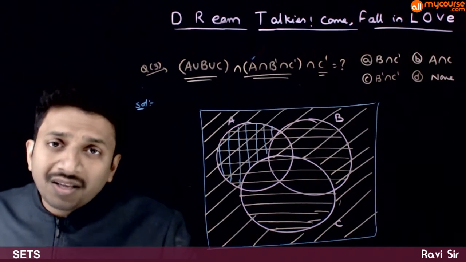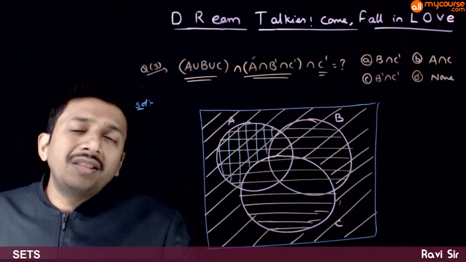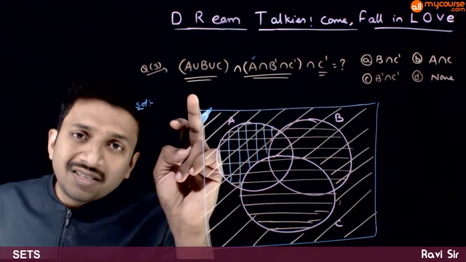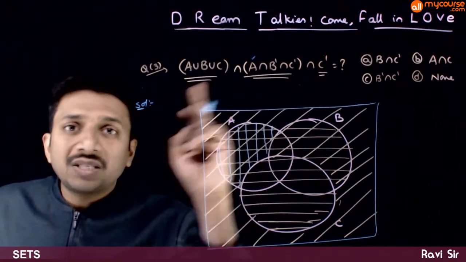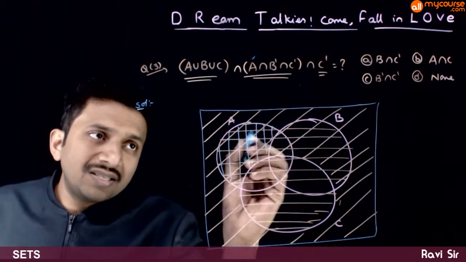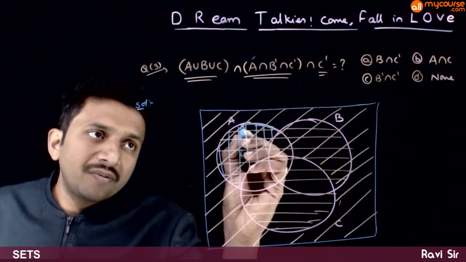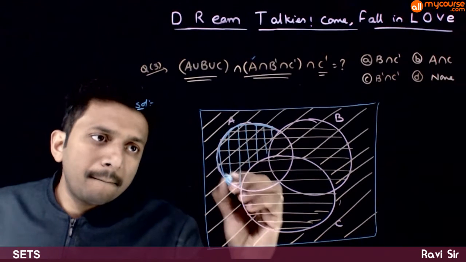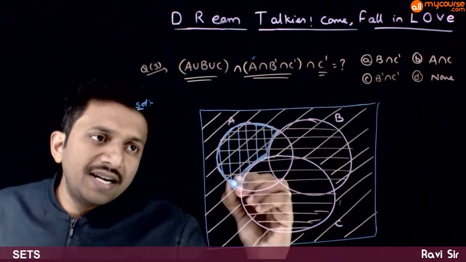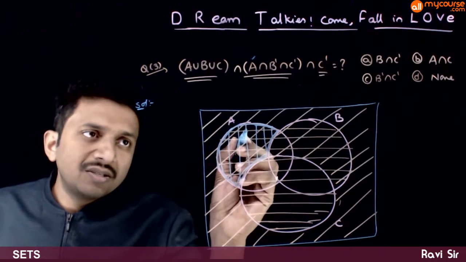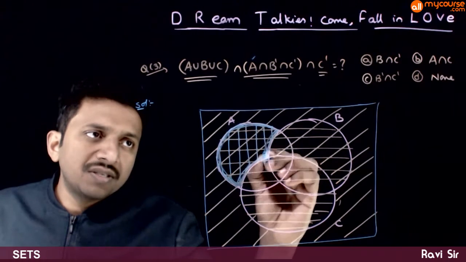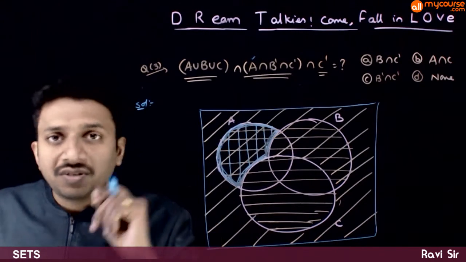Now you want the intersection of all the three sets. That is, you want the region where horizontal lines are there, vertical lines are there, as well as checked lines are there. So can you see the region? So this is the region which we are talking about. This is the region which contains all the three lines. So this will be the region that you want. So let us go to the options and see which region corresponds to this.